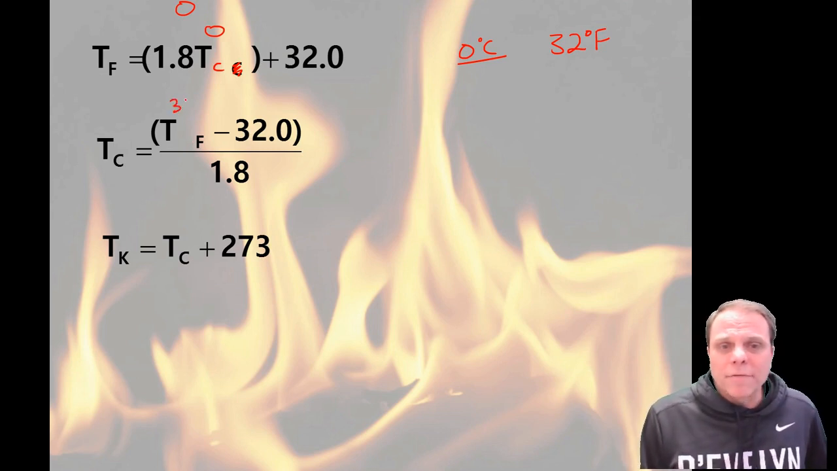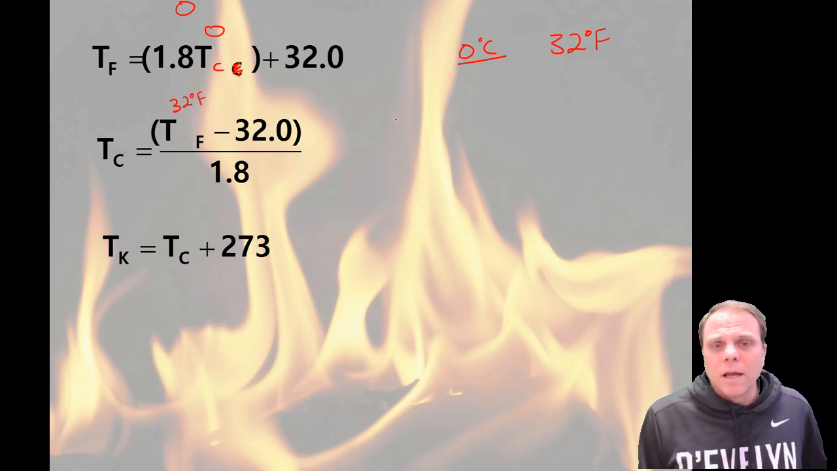Let's say I have 32 degrees Fahrenheit and I want to convert it to Celsius. Well, 32 minus 32 is 0. 0 divided by 1.8 is 0. And so my degrees Celsius is 0 Celsius, so I'm at 32 Fahrenheit.